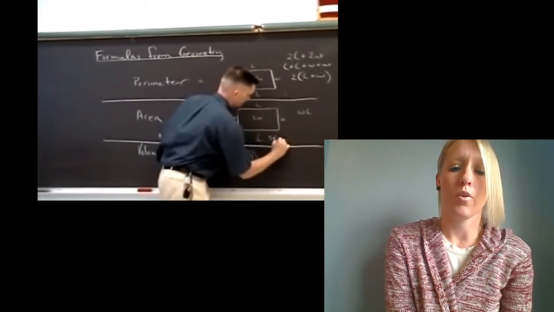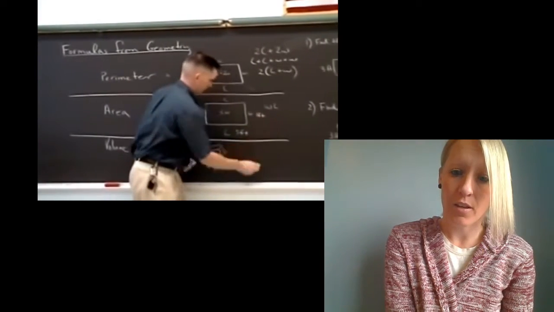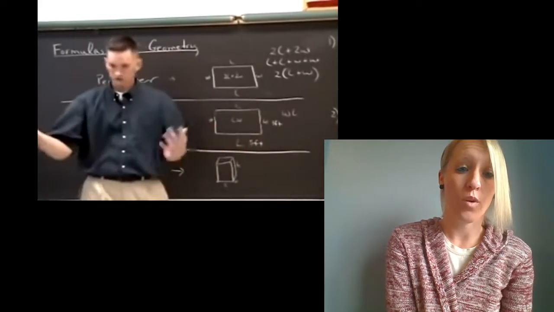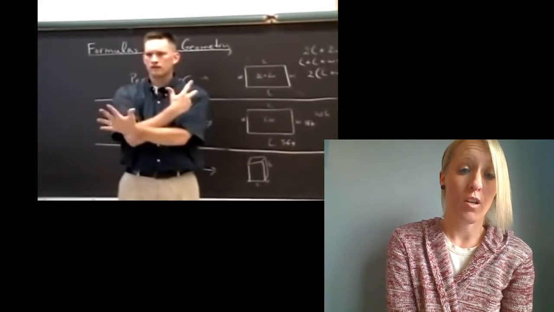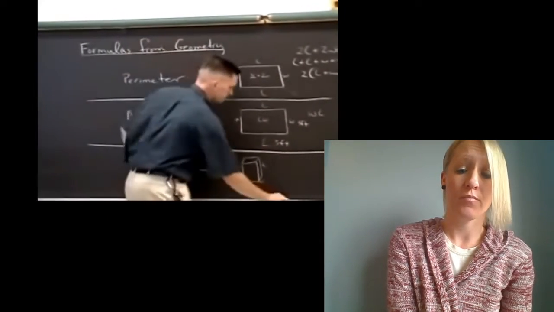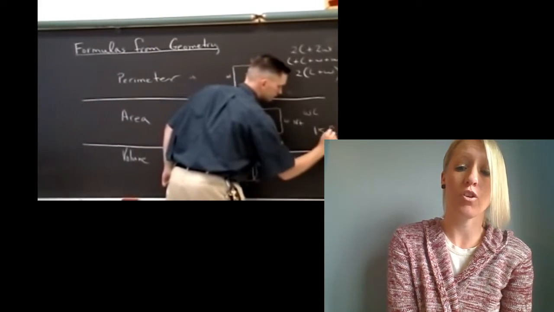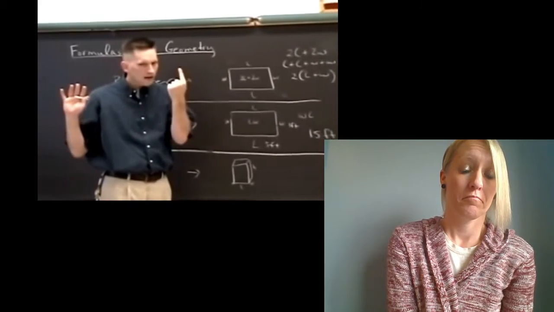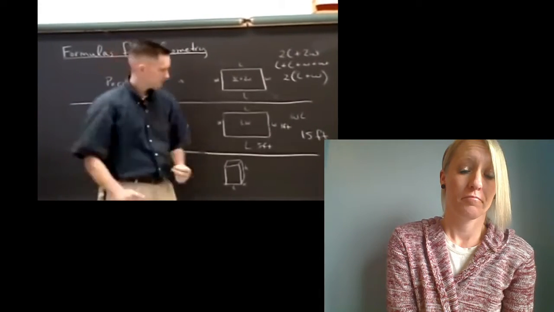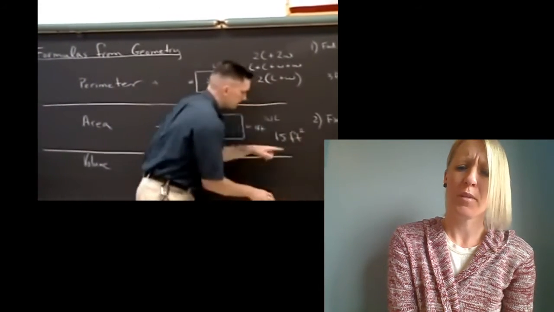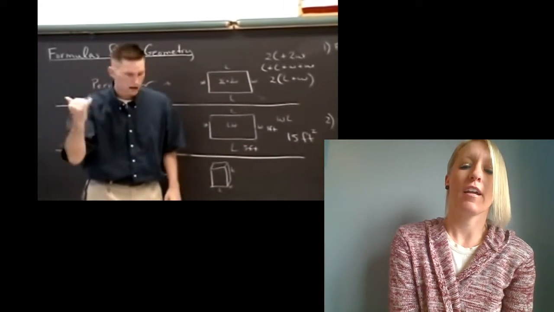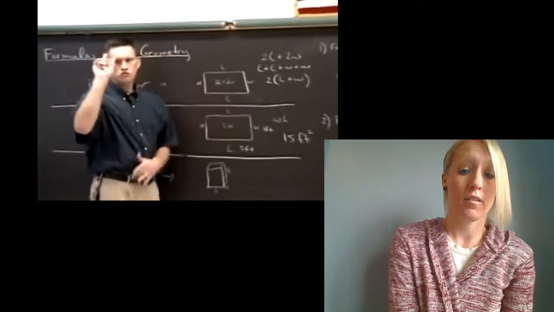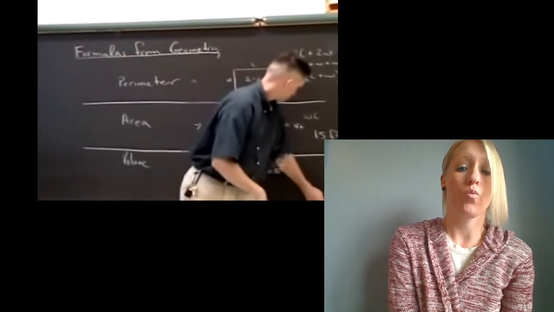So let me give you an example. If the length of something was 5 feet and the width of something was 3 feet, you'd multiply 3 times 5. And what would the answer be? 15, correct. That's it. Is there something I'm forgetting here? Right. You need the squared because it's multiplied. So 15 feet squared. That's correct.